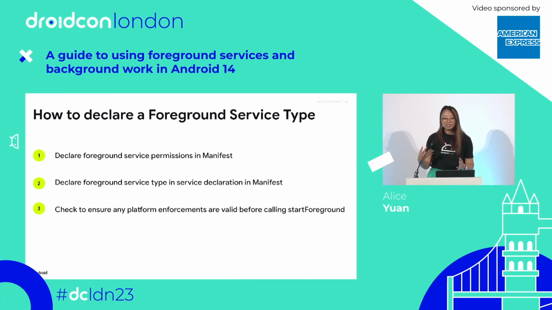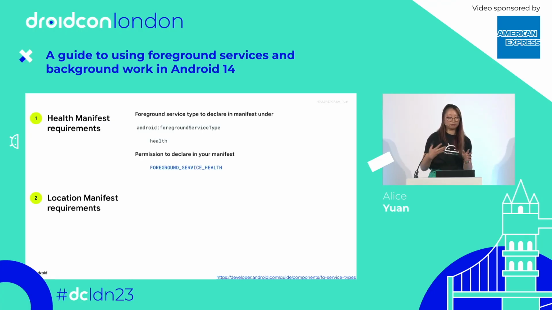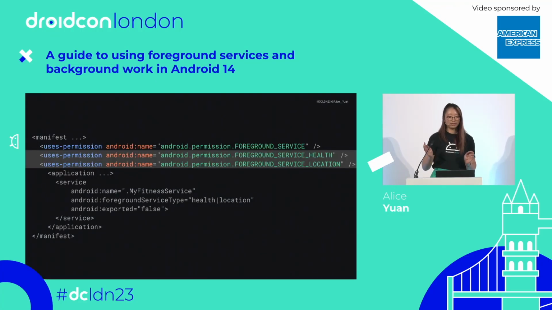In this scenario, I'm building a fitness app, and we're tracking both my health stats and location to report how far I ran. So if I look at the developer documentation, I will need to identify the types and then the permissions necessary to declare. Because this is a health app, the documentation says that I need to declare the health type as well as the health permission in my manifest. And I also require location tracking, which means that I need to declare the location type and the location permission in my manifest. Here is a snippet of my manifest declaration.